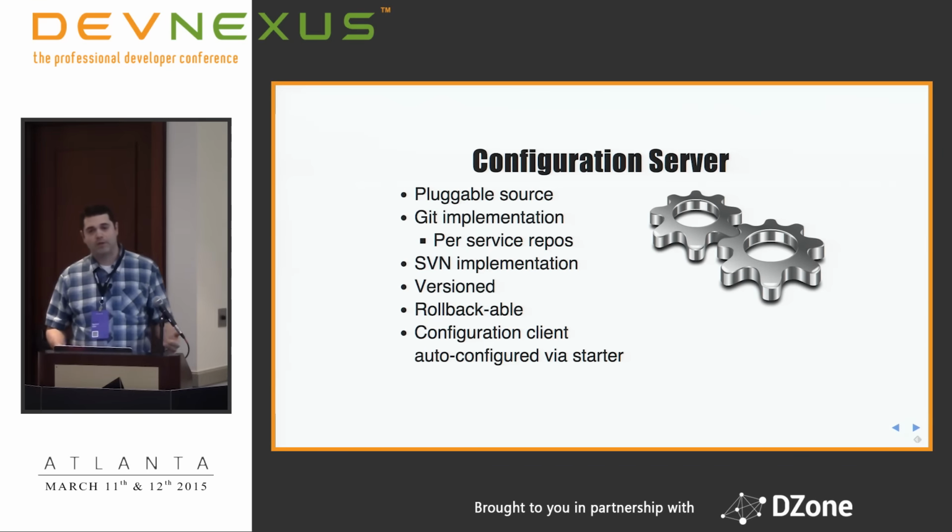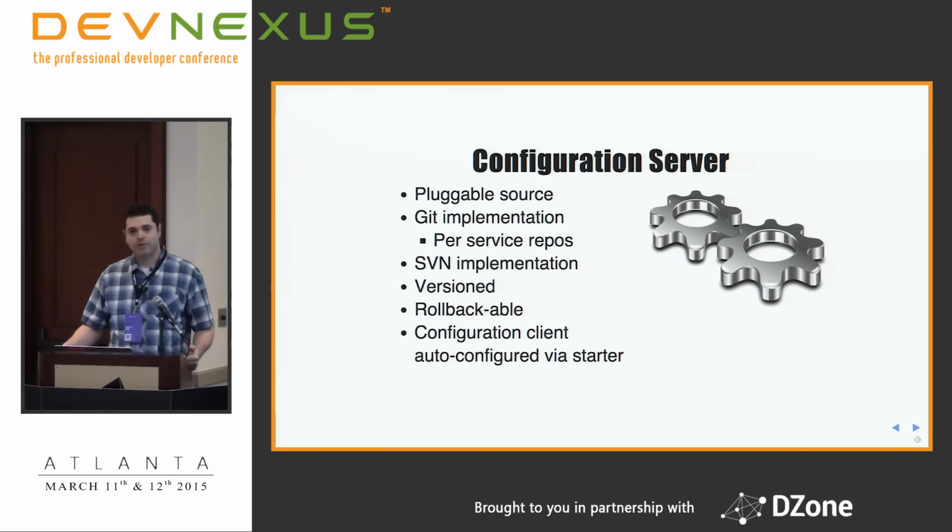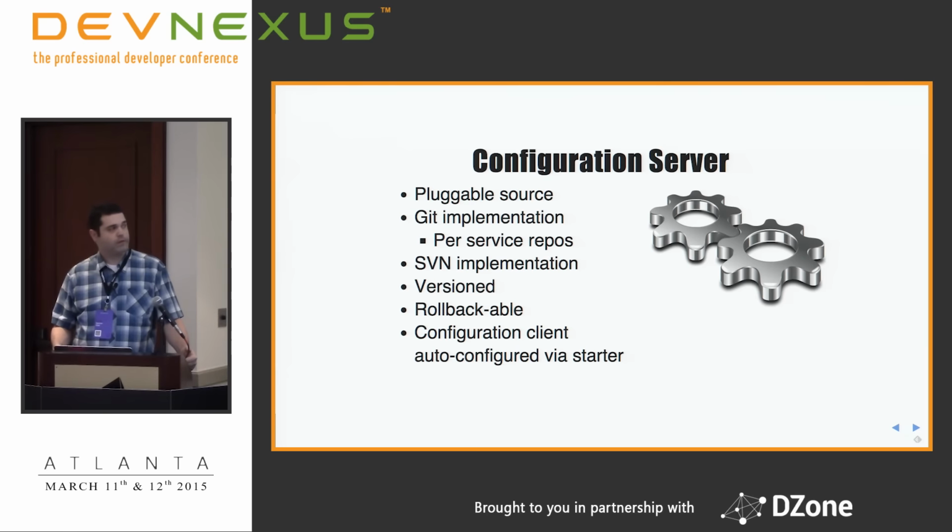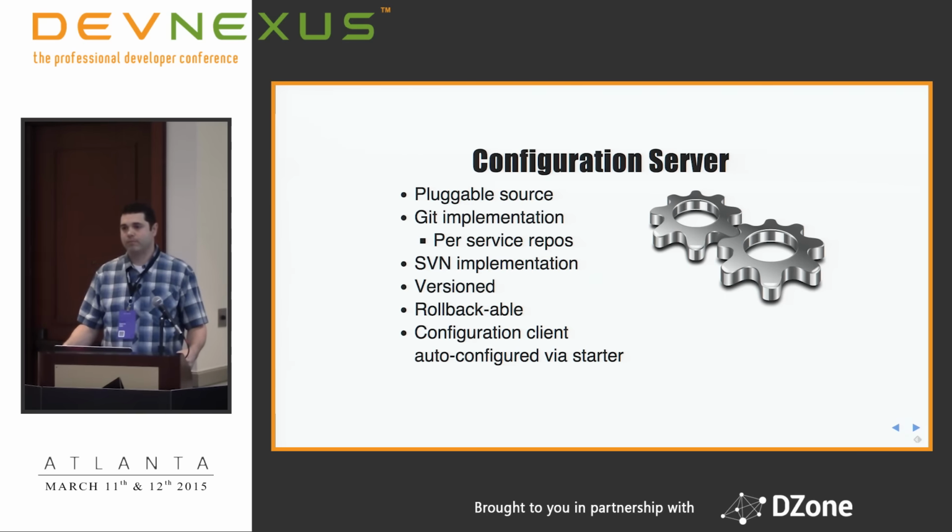So up first, I want to talk a bit about configuration. We've created a configuration server that has pluggable sources. We first implemented Git, so your configuration files are stored in one or more Git repositories, and they are standard Spring Boot configuration files, so YAML or properties files.